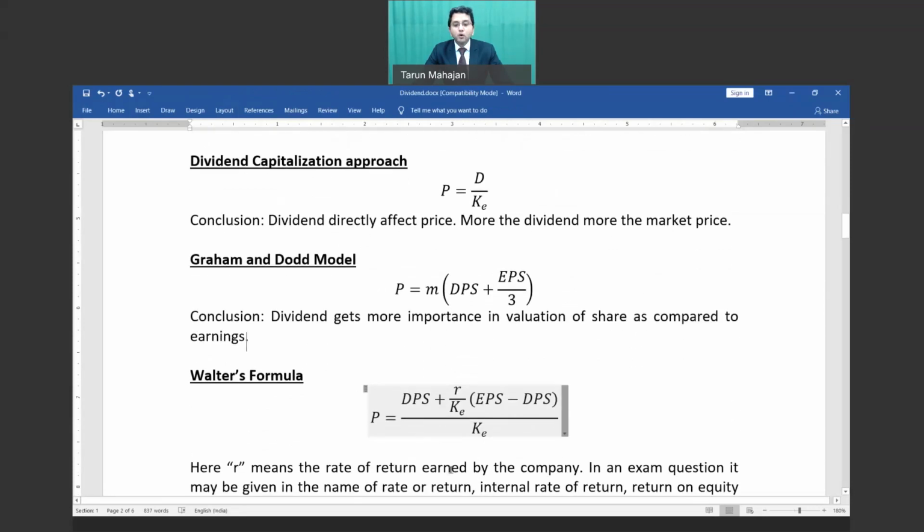Okay, so here we go with the first of the relevance of dividend theories. The first theory is the dividend capitalization approach. And the dividend capitalization approach is P is equal to D divided by KE. Now, what is P? It is the current fair value, equal to D divided by KE. So D is the amount of dividend and KE means actually the cost of equity.